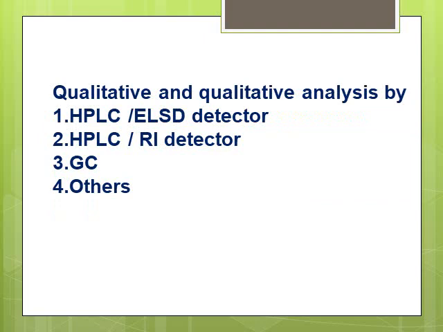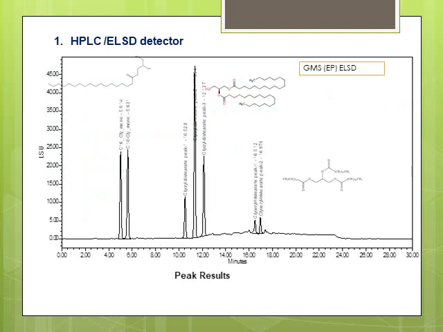There are different techniques for the quantitative and qualitative analysis of this raw material in pharmaceutical dosage form. There is HPLC with ELSD detector, or you could use HPLC with RI detector, or GC method, or other techniques. In this slideshow, I'm going to talk about the top three. This is the chromatogram of the Glyceryl Mono-stearate EP grade with the ELSD detector. We see two peaks around 4 to 6 minutes, which are assigned to mono substituted, or so-called mono-stearate.